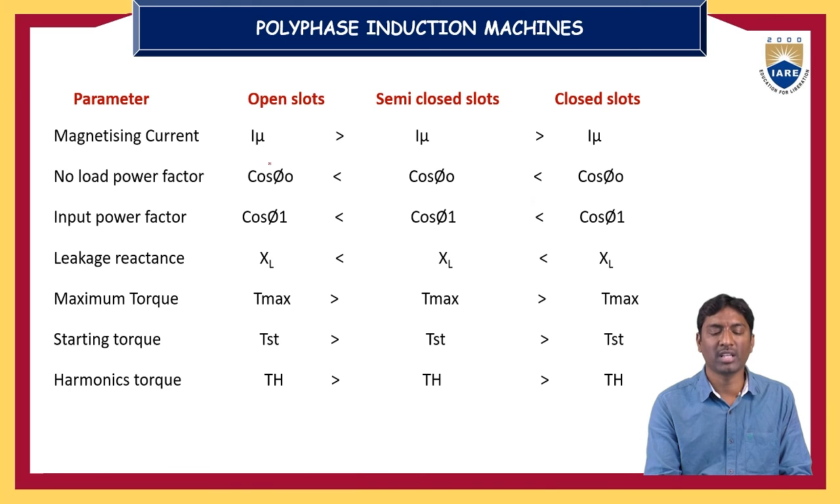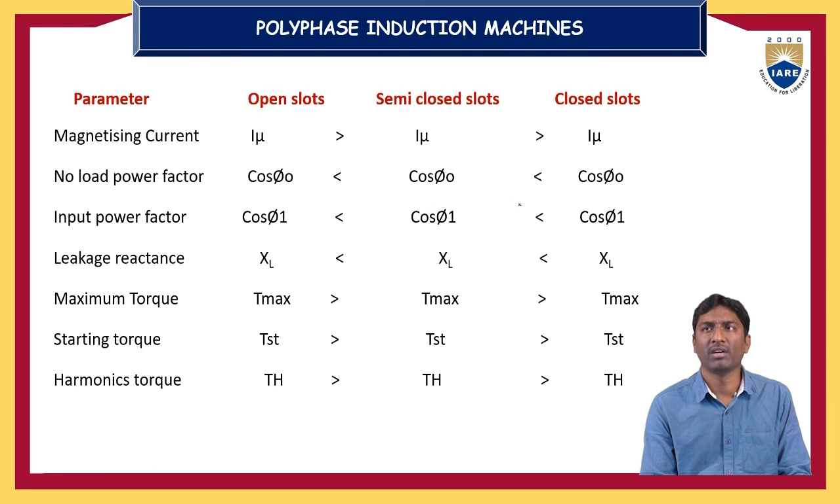The magnetizing current in case of the open slots is greater than that of the semi-closed slots, which is greater than that of the closed slots. The no load power factor, cos phi naught, in case of the open slots is less than the semi-closed slots, which is less than the closed slots. The input power factor, cos phi 1, is less in the open slots than in the semi-closed slots, which is less than for the closed slots. The leakage reactance, XL, in the open slots is less than the semi-closed slots, which is less than the closed slots.